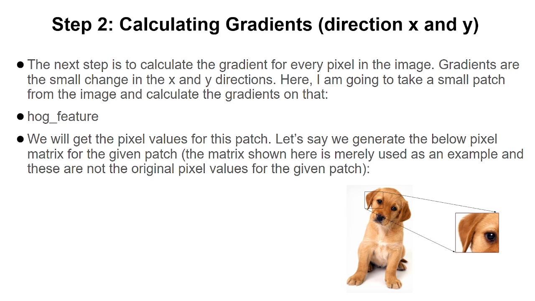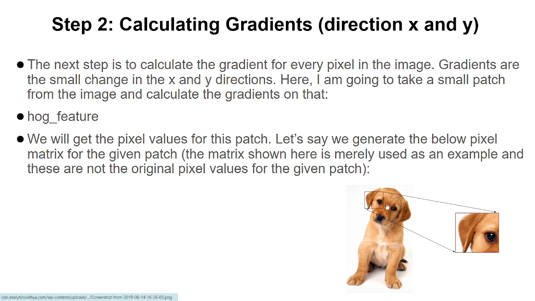Step 2 is to calculate the gradient of the image in the x and y directions. Here we calculate the gradient for every pixel in the image, which captures small changes in the x and y direction. So we take some small patches from the image and calculate the gradient on them, like in HOG features. We'll get the pixel values for these patches.